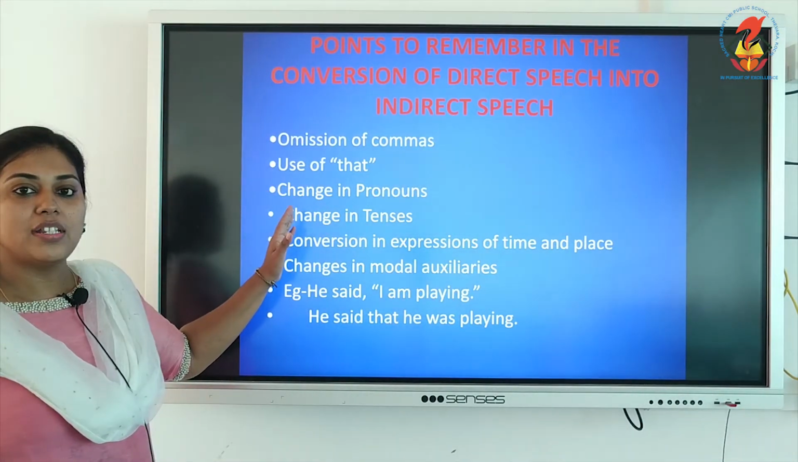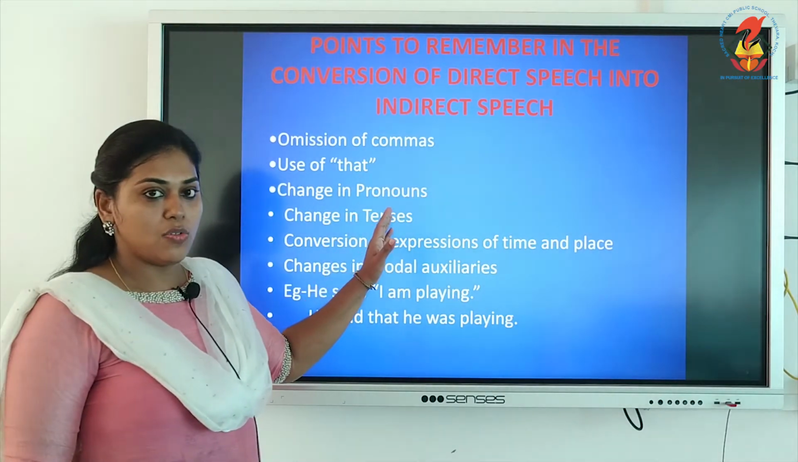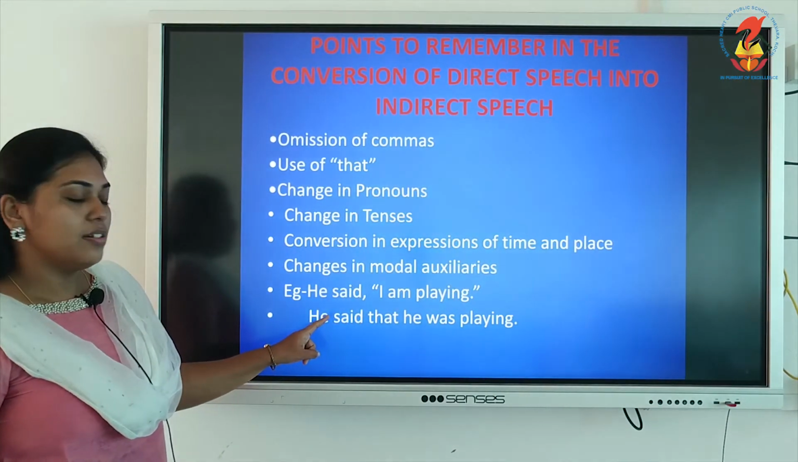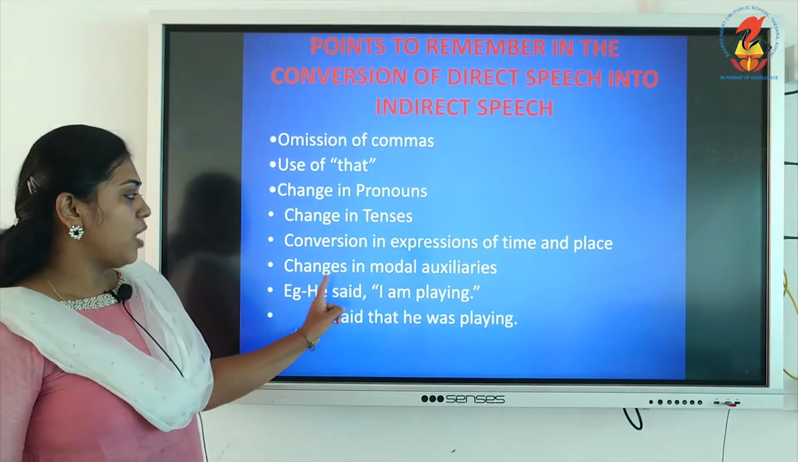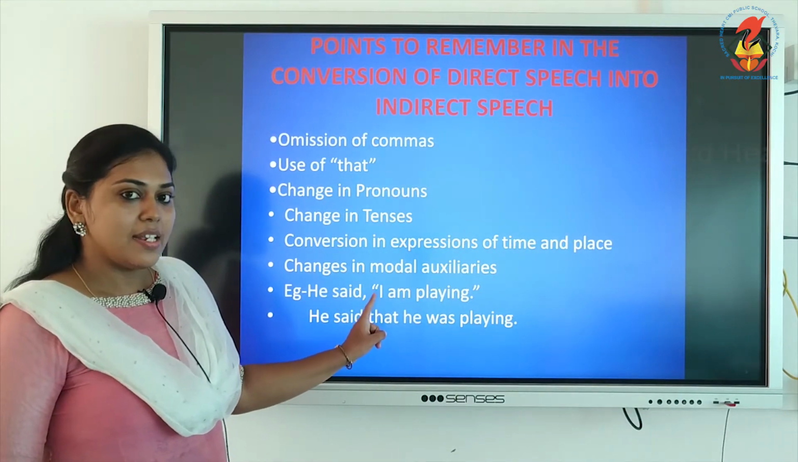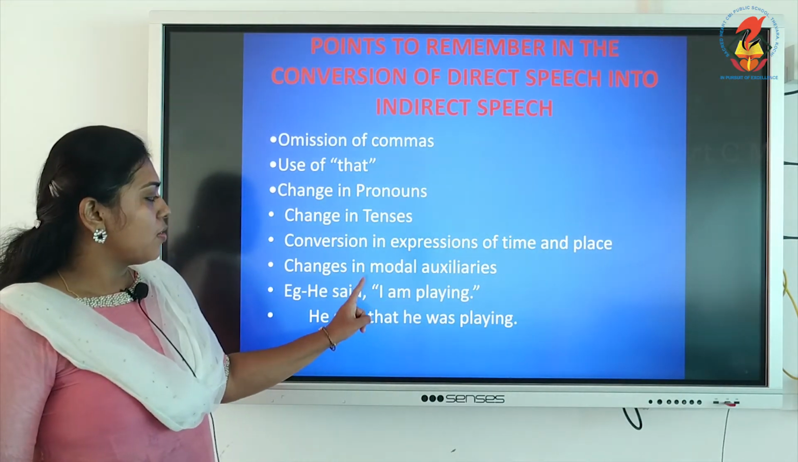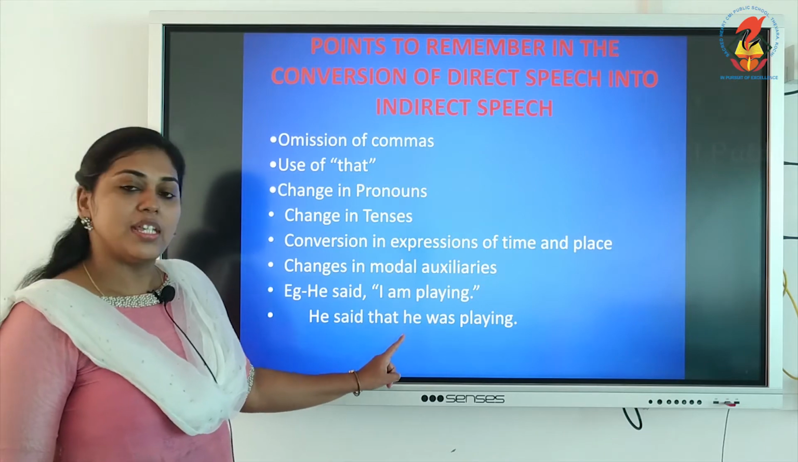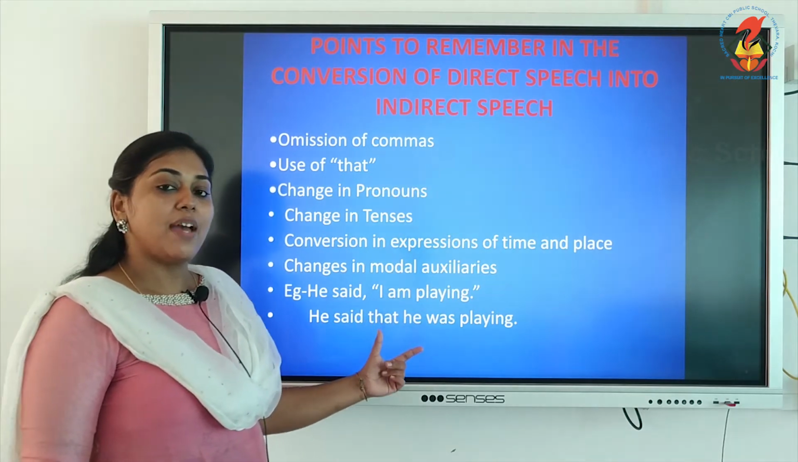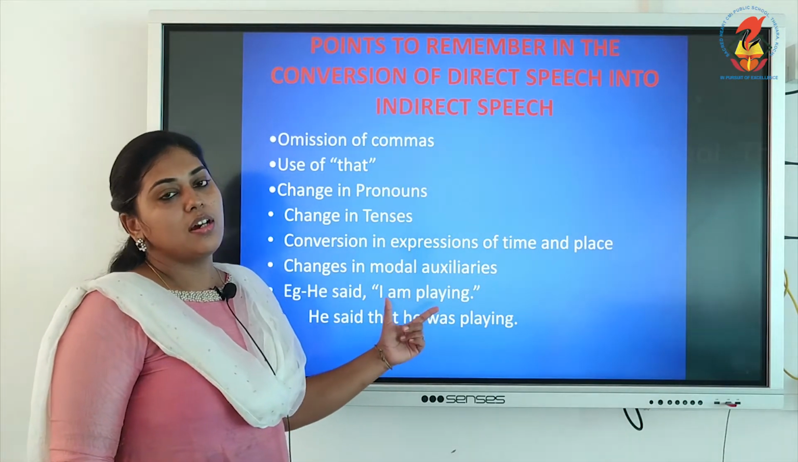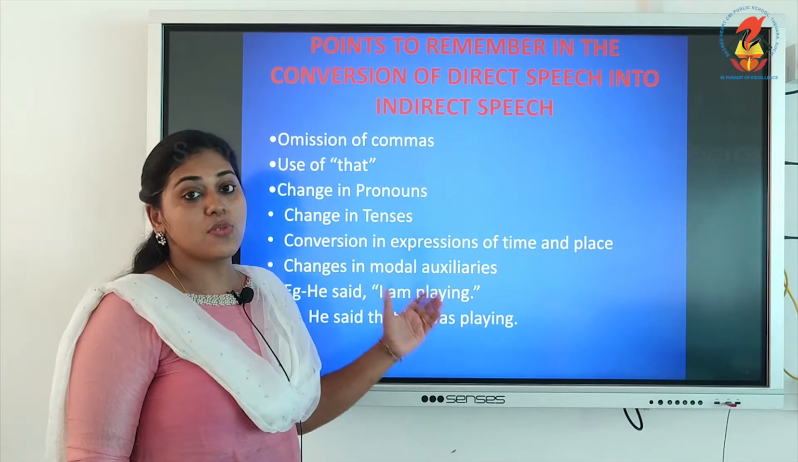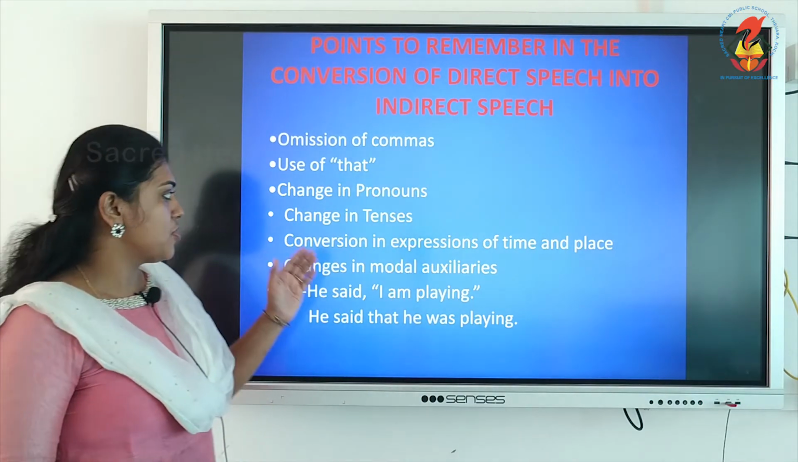Then the third point is change in pronouns. See, here I have changed the pronoun I. I is a pronoun, isn't it? I is a pronoun, so I have changed I into he. So we have to change the pronouns in the sentence when we change it into indirect speech.